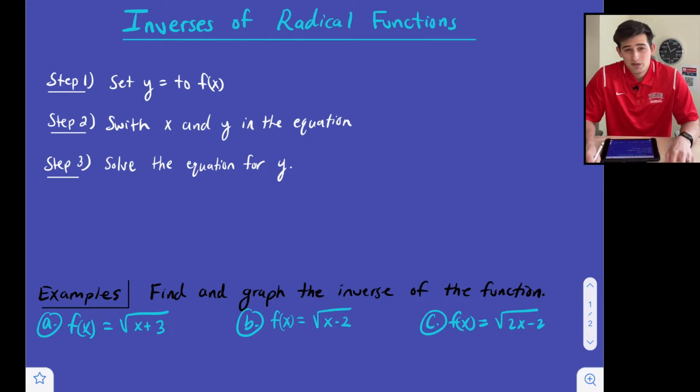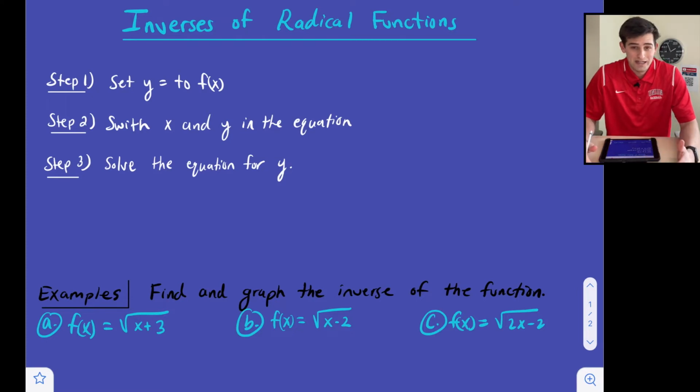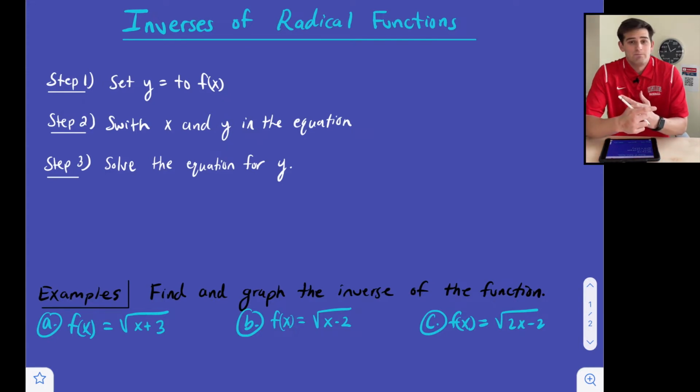The first thing we want to do is, instead of having f of x equals, let's change that to y equals. So now we should have a y variable and an x variable in our equation. And now step two, we want to switch the roles of x and y. So instead of y equals, we want x equals. And the last thing we need to do is just do inverse operations to solve the equation for y.